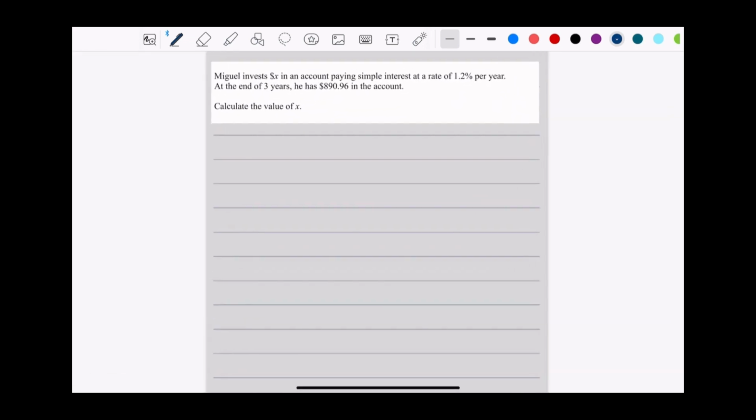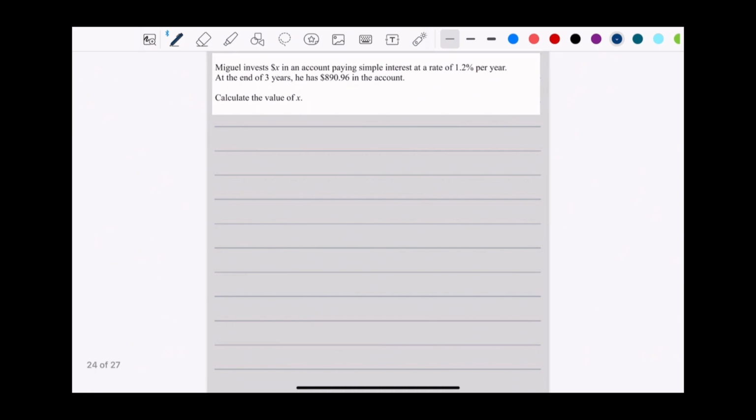So let's look at another question here. Miguel invests X dollars in an account. So the principal amount that he had invested is X. We don't know that. The rate at which it is applied is 1.2 percent per year. At the end of 3 years, so time is also given, which is equal to 3 years.